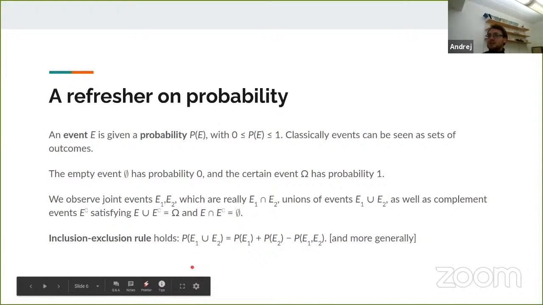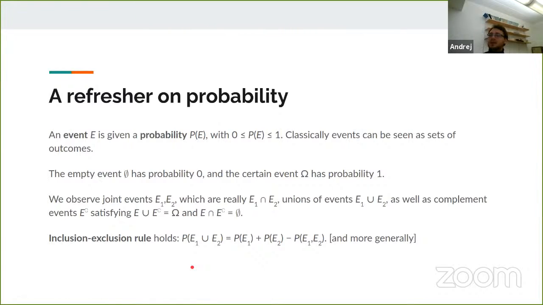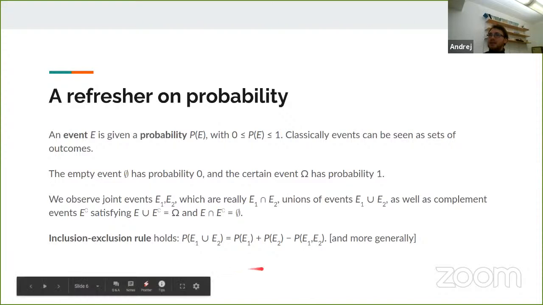If you look at E1 as some event E and E2 as its complement, the consequence of this is just that the probability of E plus the probability of its complement necessarily add up to 1. So this is a useful rule sometimes, and we will be utilizing it in one of the examples in this talk.